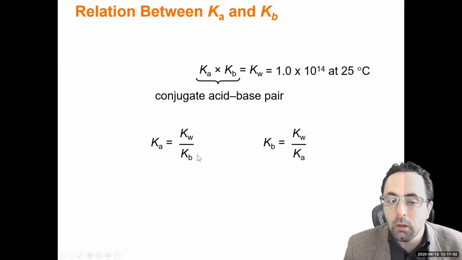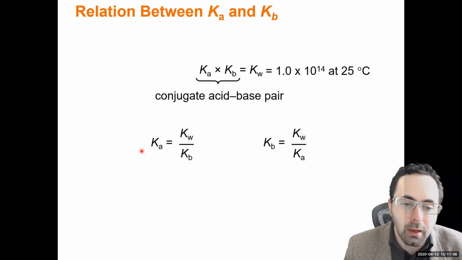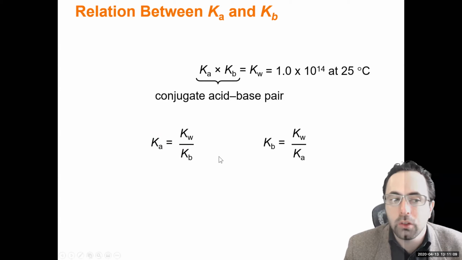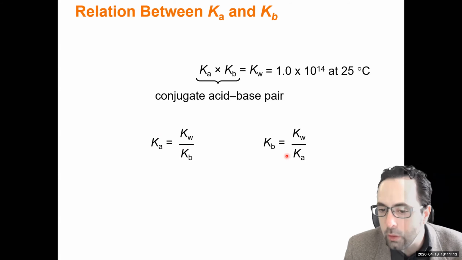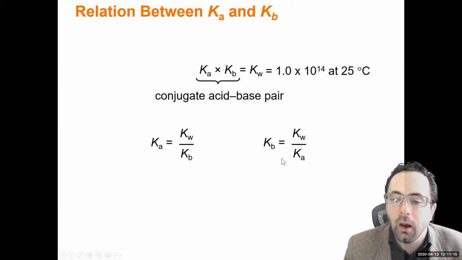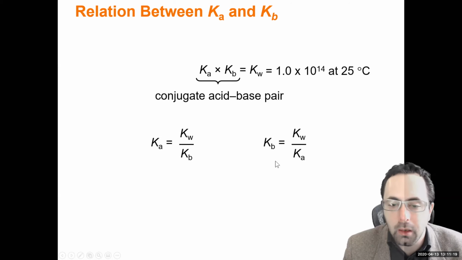Again, you can look up Kbs for neutral bases and use those to determine the Ka for this conjugate acid, which would be an ion. And you can look up the Ka for a neutral acid and use that to find the Kb for its conjugate base, which would be a negative ion.